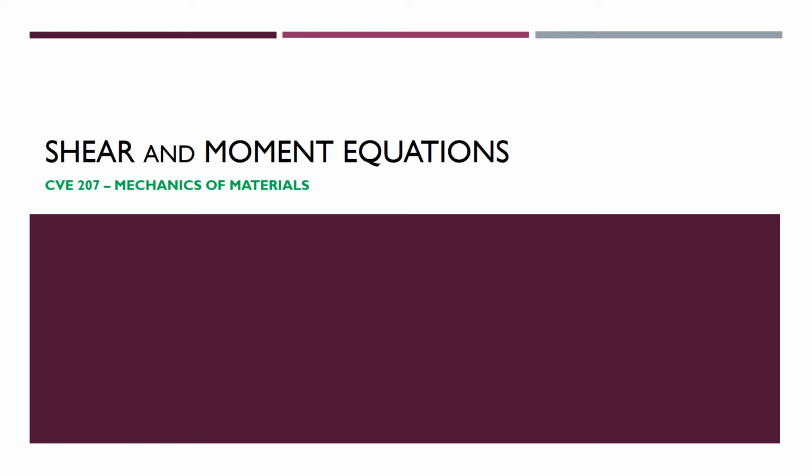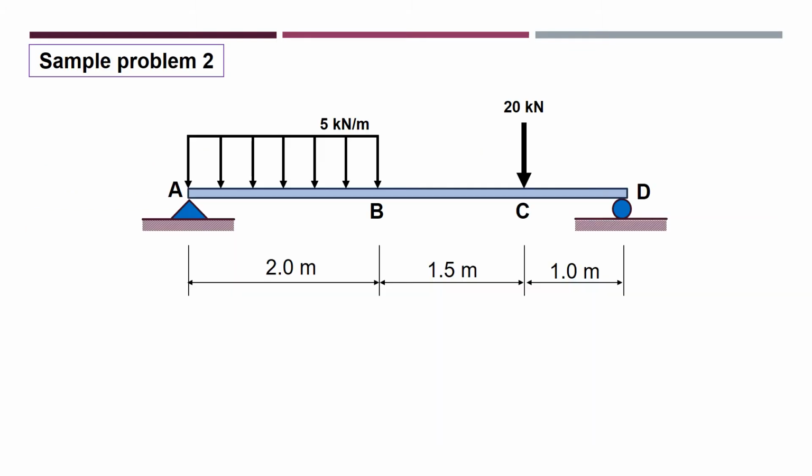So let us continue with shear moment equations with problem number 2. So meron ulit tayo ditong simply supported beam, but this time we have a combination of uniformly distributed load with magnitude of 5 kilonewton per meter and a concentrated load of 20 kilonewtons at C. So we have three segments, AB, BC, and CD. And these are the measurements of the distances of the three segments.